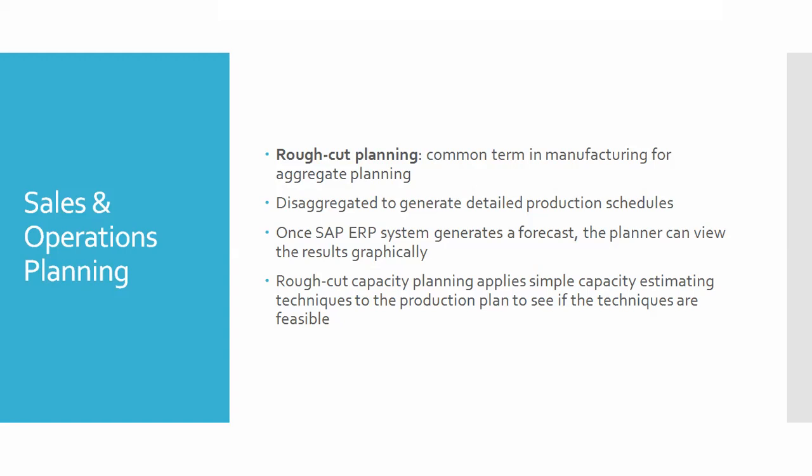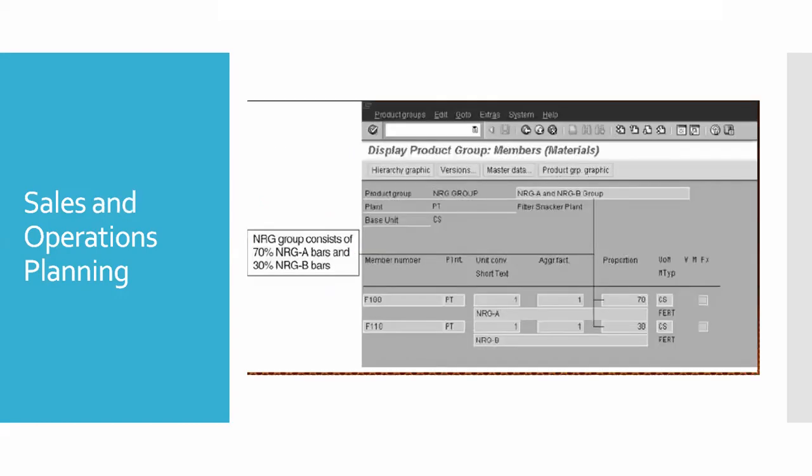Once the SAP ERP system generates a forecast, the planner can view the result graphically. Rough cut capacity planning applies a simple capacity estimating technique to the production plan to see if the plan is feasible or not. So that is basically how rough cut capacity planning applies a simple capacity estimation technique to the production plan to see if it is feasible or not.